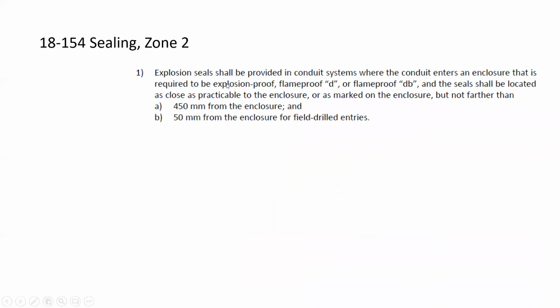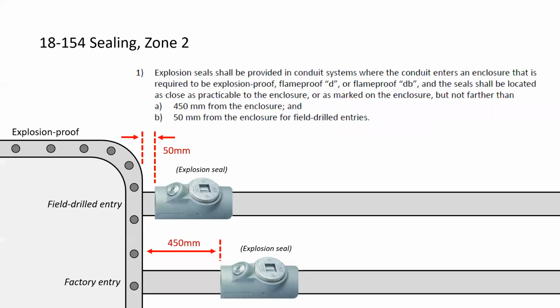Subrule 1 indicates explosion seals are required in conduit where the conduit enters an enclosure required to be explosion-proof. And it then states that we need to have the seals as close as practicable, no further than 450 millimeters from the enclosure, or 50 millimeters if we have done a field drilled entry. And so here's the difference in distances.